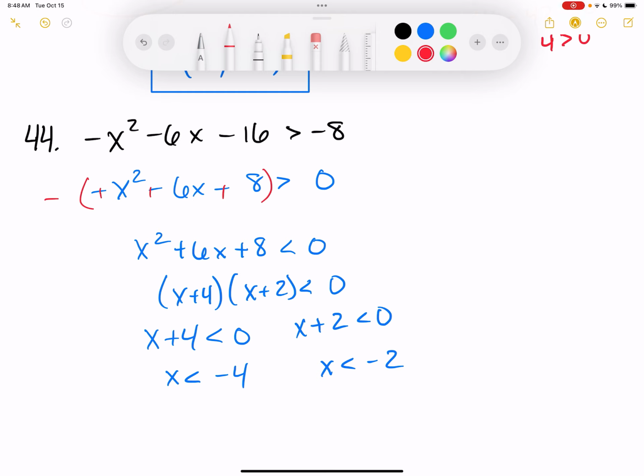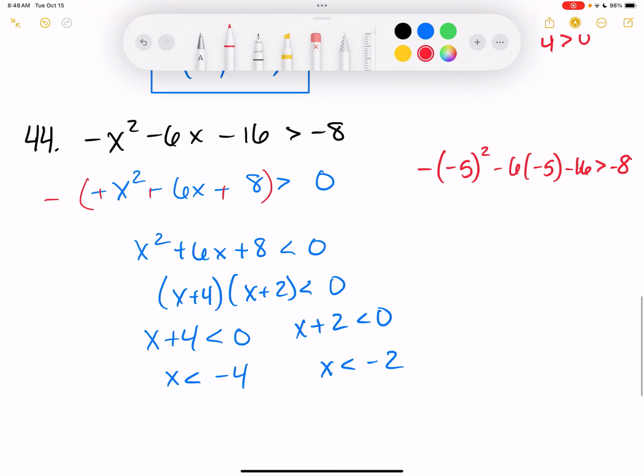So I'm going to use negative 5 down here. So negative times negative 5 squared minus 6 times negative 5 minus 16 is greater than negative 8. So this negative 5 squared is going to be a positive 25 times a negative, because notice this negative out here is in front of the x. It's not being squared also. So this is going to be negative 25.